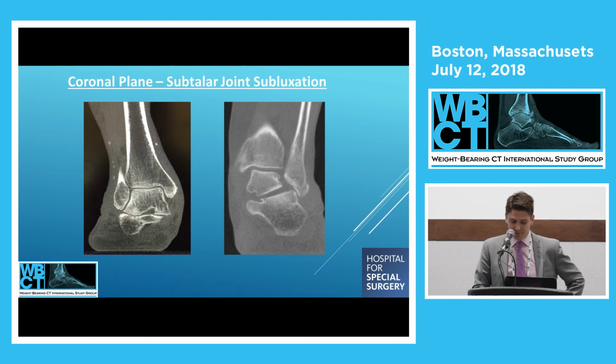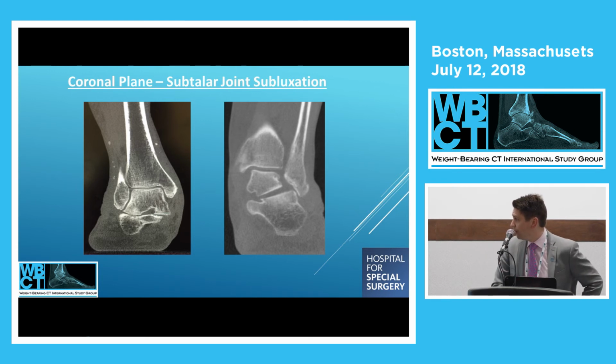And this I would like to emphasize again: the sinus tarsi impingement and the subtalar joint subluxation, with subfibular impingement here in this case. This is a different patient, it's not the same patient. And if I have time to get there, maybe I won't have because we already passed the time.